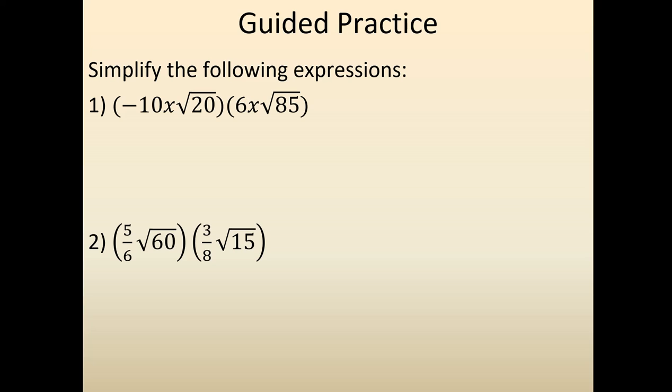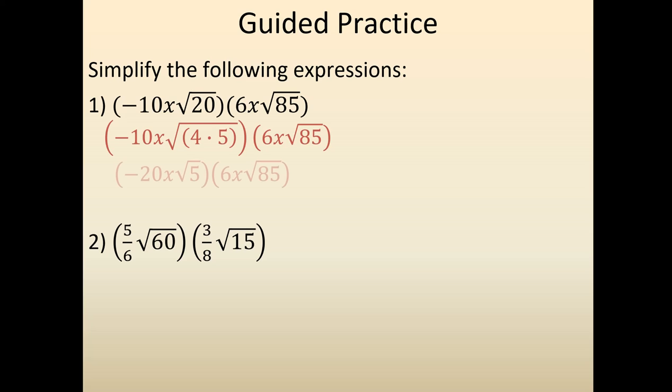Okay, so what we're going to do is first simplify the 20, since 20 and 80 are fairly big. We kind of want to deal with smaller numbers. Unfortunately, 85 doesn't have any perfect squares, so we have this rad 4 times 5. Square root of 4 is 2, so I can multiply the negative 10 to get negative 20.